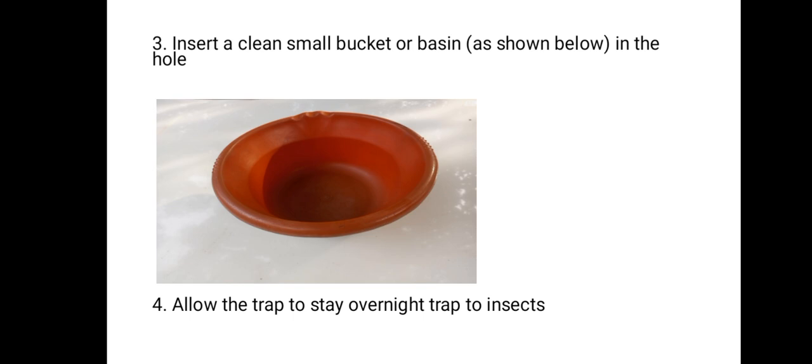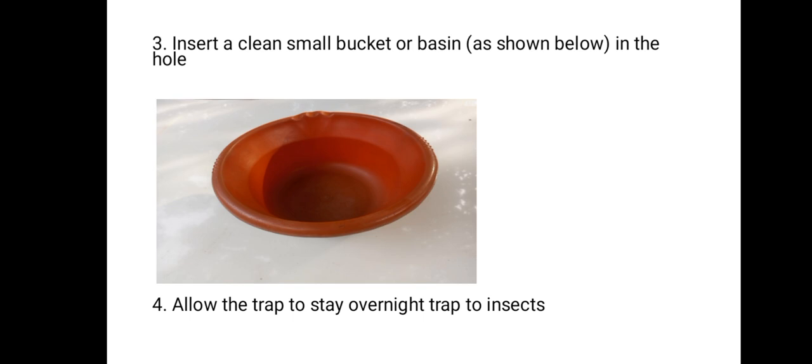So you can see a sample of a basin or a small bucket that will not be deeper than the hole, but almost the same size as the hole, so that it will be able to fit in. You can see it as shown in the image below. Because it's a passive collection method, when the traps are set, the entomologists will not stand by watching the trap all night.